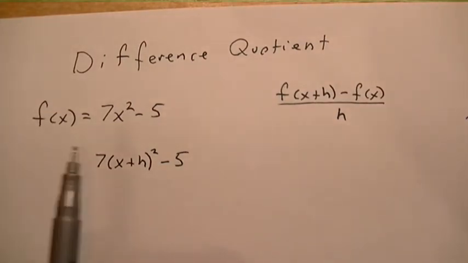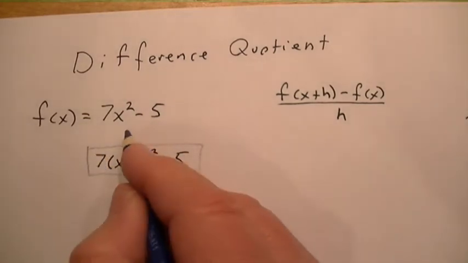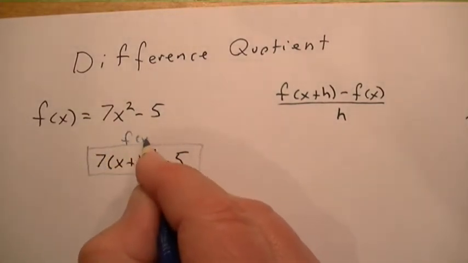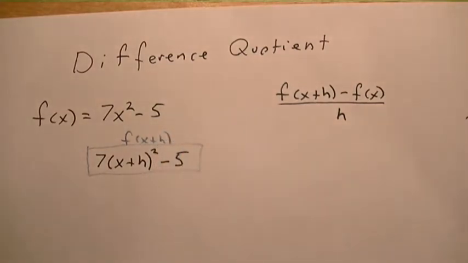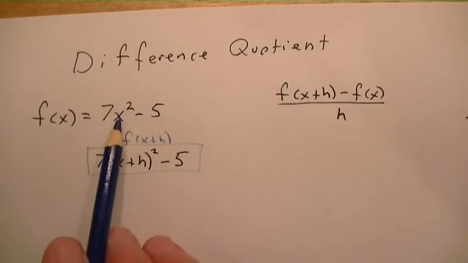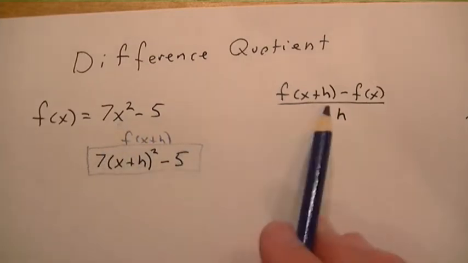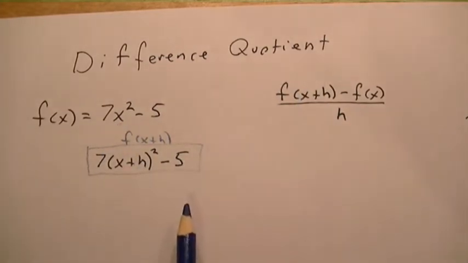So this part right here is f at x plus h. Okay? Don't include any of this stuff, right? Don't try to keep this x in there as an additional x somewhere. I see that come up. Replace the x with x plus h. Okay? If you see an x, replace it with x plus h.